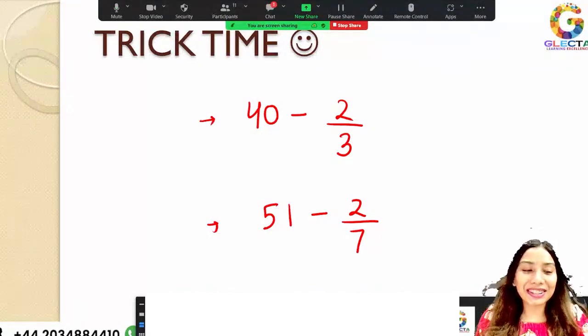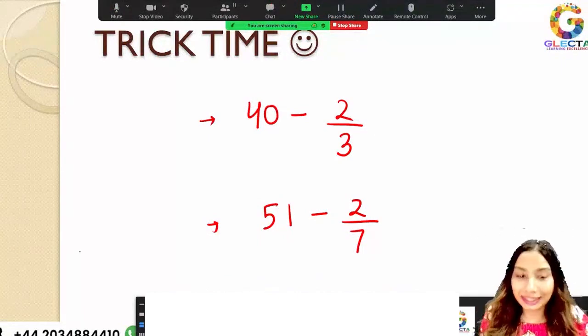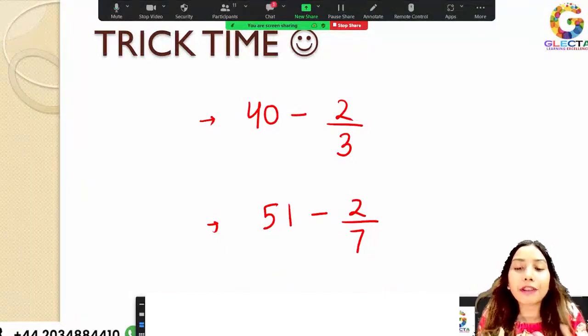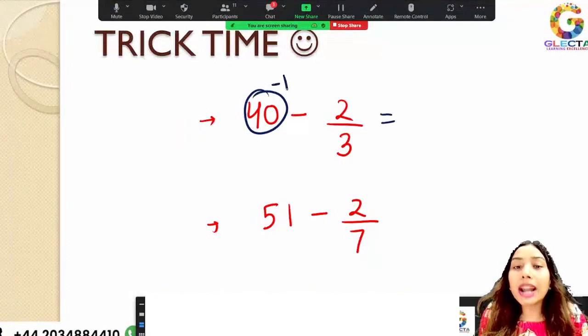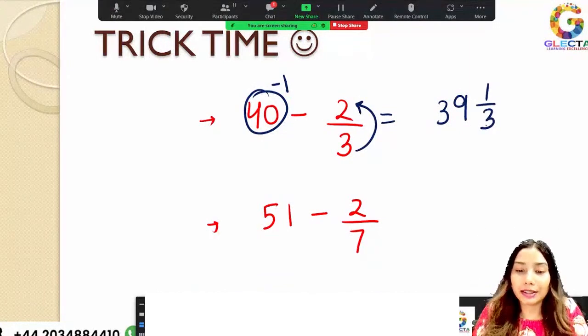Okay, I'm going to tell you guys my trick. How can we do these kind of questions quickly? When we have a whole number and then we have a fraction, which is a proper fraction, we use the trick. First, we take away 1 every time, okay? This is going to be 39. And then we take away the fraction from 1, which is going to be 1/3. That's the answer.